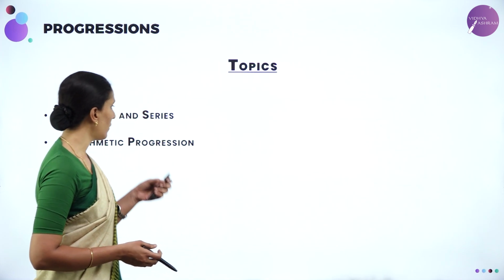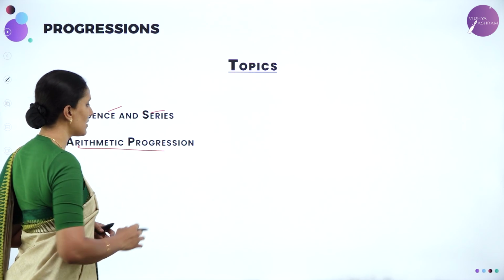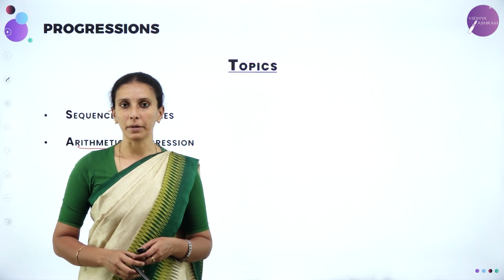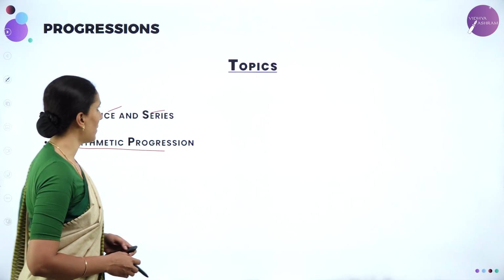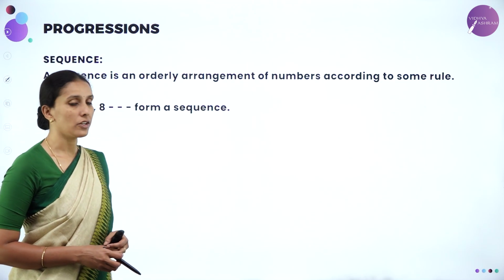Now in this session, we will be discussing what do you mean by sequence and the series, and the first type of progression, that is the arithmetic progression. Now what do you mean by sequence? A sequence is an orderly arrangement of numbers according to some rule.